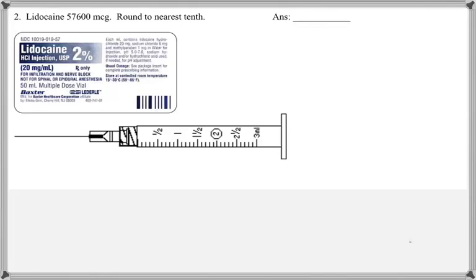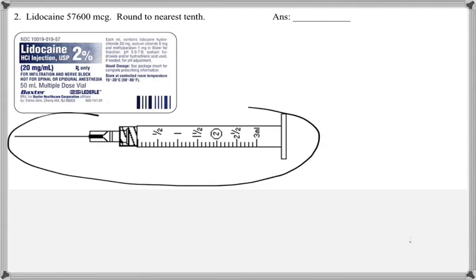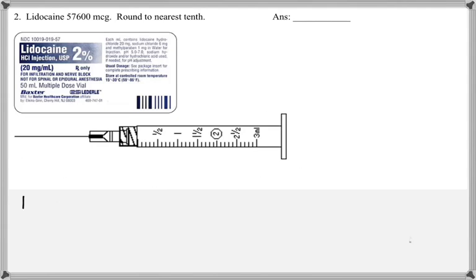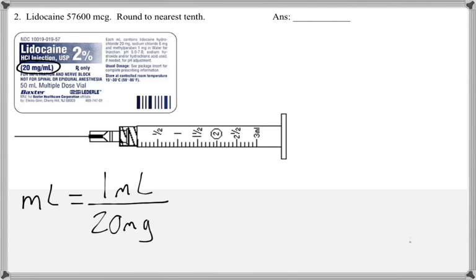On question number 2, I'm trying to solve this using dimensional analysis. And because I'm working with a syringe that's measured in mLs, I know my final answer needs to be in mLs. So next I want to try and find the strength, which is 20 milligrams per milliliter. And in my dimensional analysis, I want to specifically write this as 1 ml over 20 mg, not 20 mg over 1 ml. And this is so that the numerator of my first fraction matches the units that I'm trying to achieve.